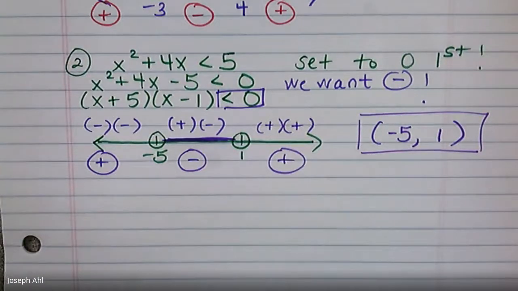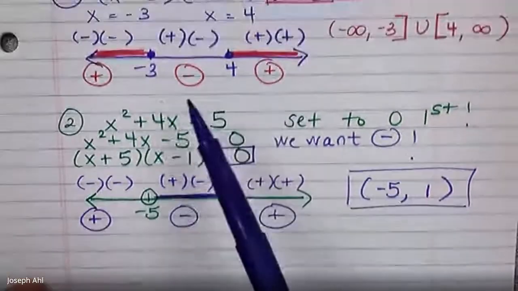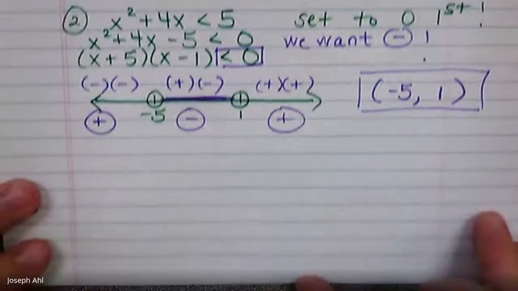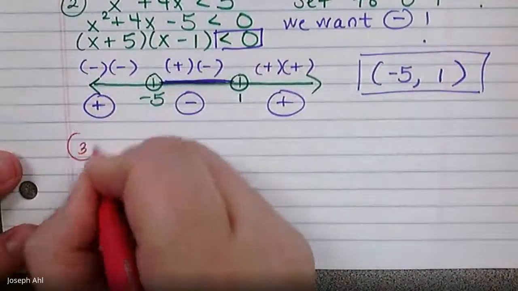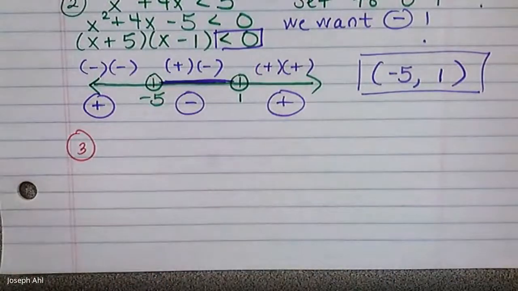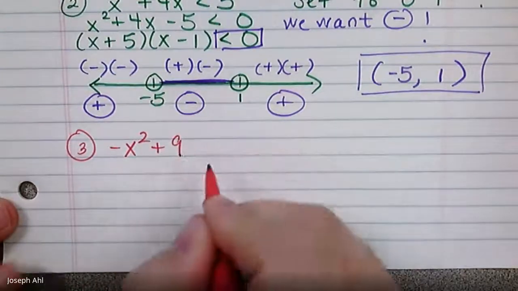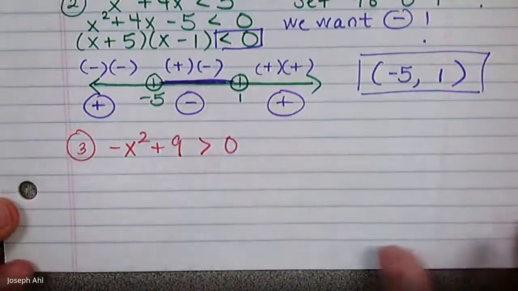All right, so hopefully we're getting the idea. And after looking at these two examples, is it always positive, negative, positive? I don't know if we can quite assume that. A lot of times it is, but I don't want you to assume that. Let's actually take a look at one more together. If we take a look at negative x squared plus 9, I want to know, when is that greater than 0?